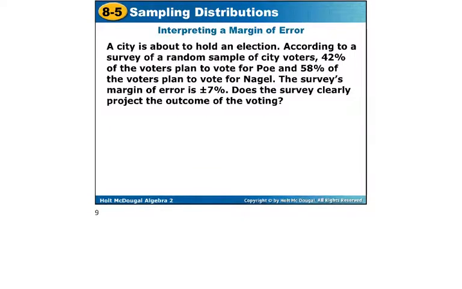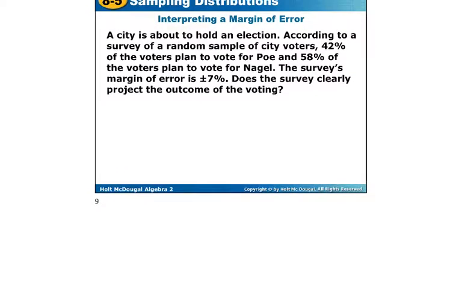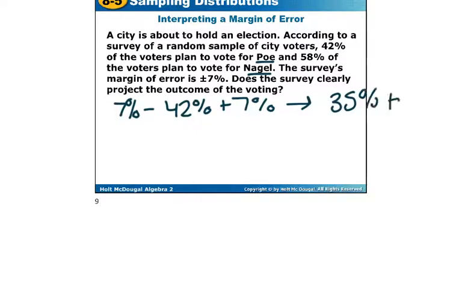So, for instance, an example here, a city is about to hold an election. According to a survey of a random sample of city voters, 42% of the voters plan to vote for Poe. Apparently that's who that person is. And 58% of the voters plan to vote for Nigel. I don't know. Anyway, that person. The survey's margin of error is 7%. Okay, so that means that for Poe, for instance, you've got 42%, and you're going to add 7%, but you're also going to subtract 7%. And so the new range of values that could be voting for Poe is going to be 35% to 49%.